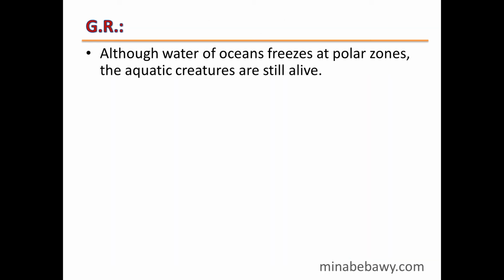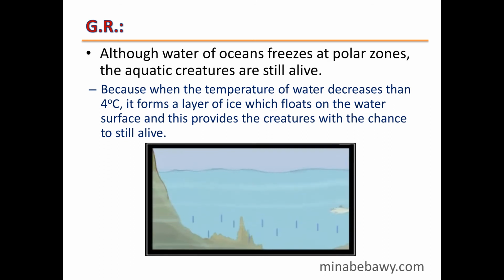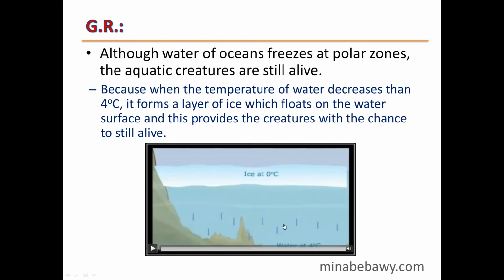Give reason 4. Although water of oceans freezes at polar zones, the aquatic creatures are still alive. This is because when the temperature of water decreases than 4 degrees Celsius, it forms a layer of ice which floats on the water surface. And this provides the creatures with the chance to stay alive. As you can see, a layer of ice is formed, which protects the living organisms from this extreme cold weather.